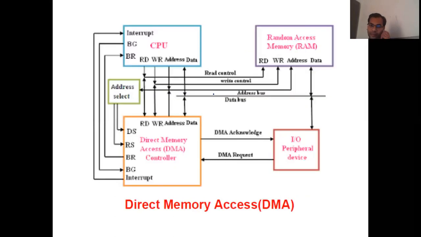We can see this DMA with the help of this diagram also. You can see this is your IO peripheral device.